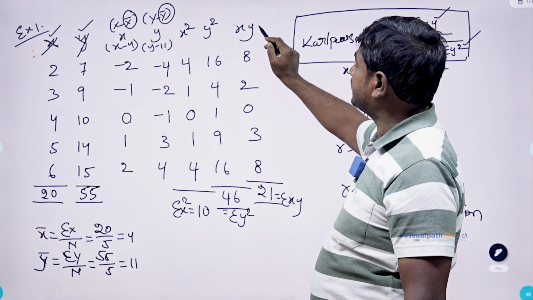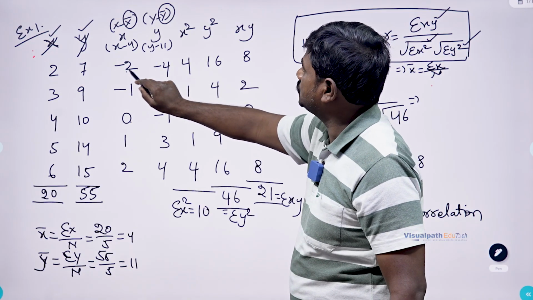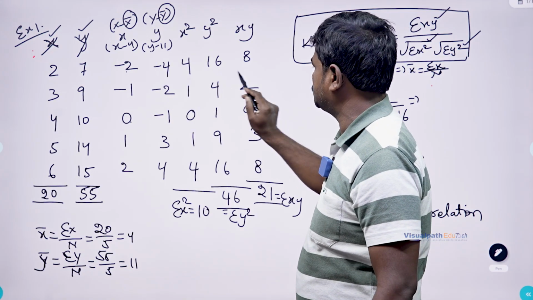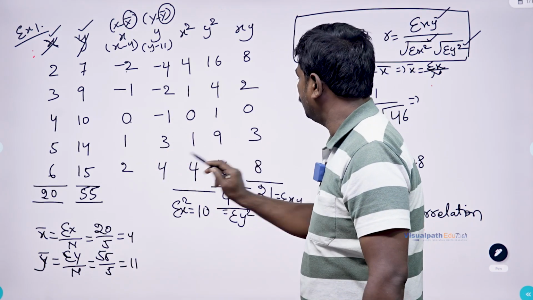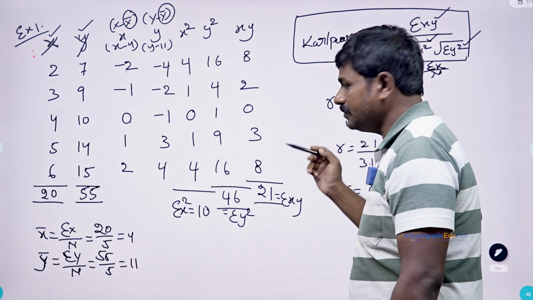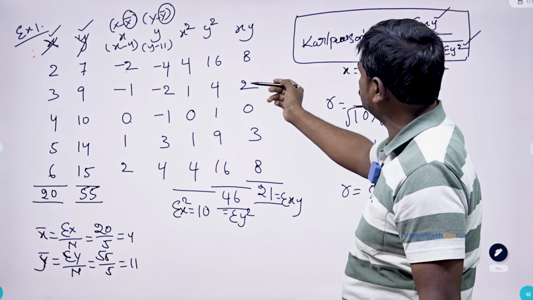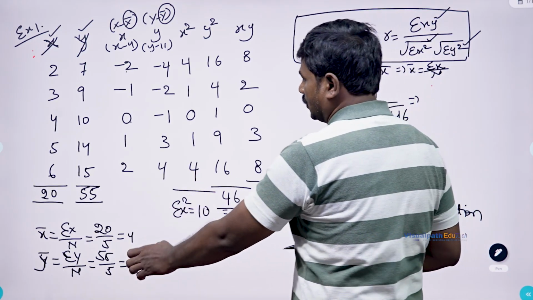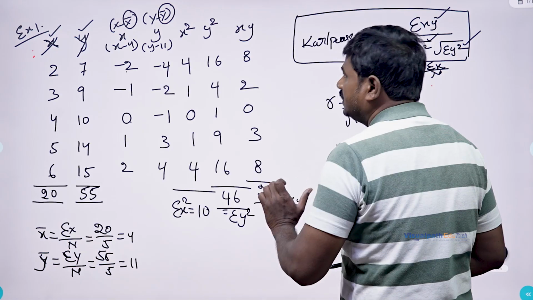Similarly, we need to find xy. Here we have x, y: -2 into -4, plus 8. -1 into -2, plus 2. 0 into -1, 0. 1 into 3, 3. 2 into 4, 8. So we need to make the summation of this xy. That is sigma xy is equal to 8 plus 2, 10 plus 3, 13 plus 8, 21. So we got all these values: sigma x square 10, sigma y square 46, sigma xy 21.